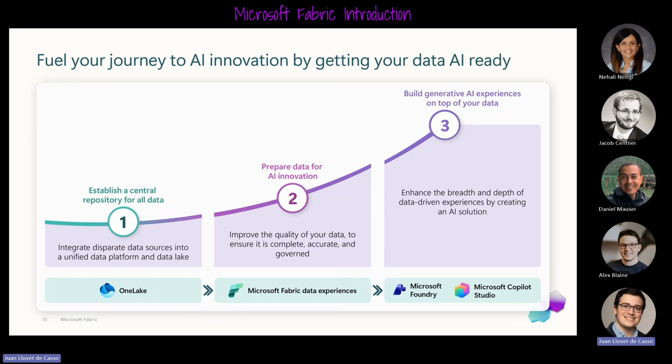Then you can use Fabric to prepare your data for innovation. And as I showed you, you can use notebooks and other Fabric experiences to clean up your data and get it ready for this gold layer. Once you have your data in your Fabric gold layer, then you can use Foundry to train custom models or to power agents, and Copilot Studio to integrate your Fabric data directly into your business user-ready agents that you are building in Copilot Studio.